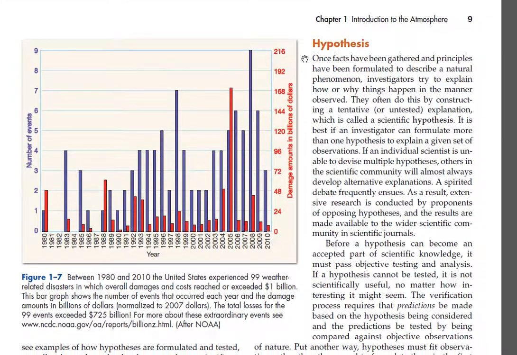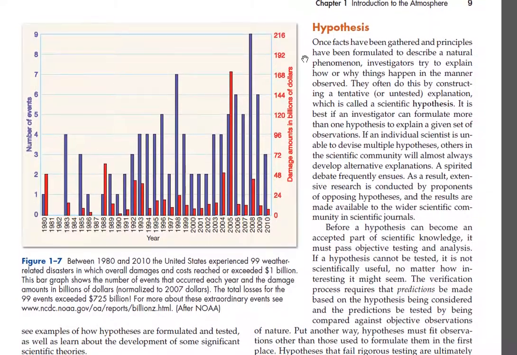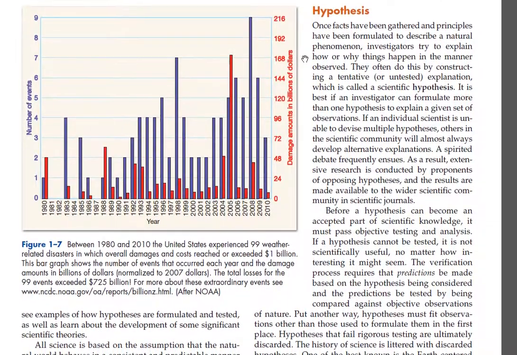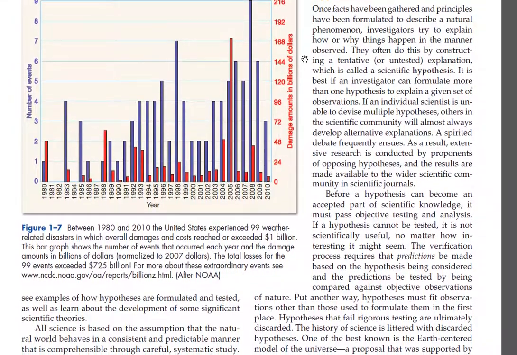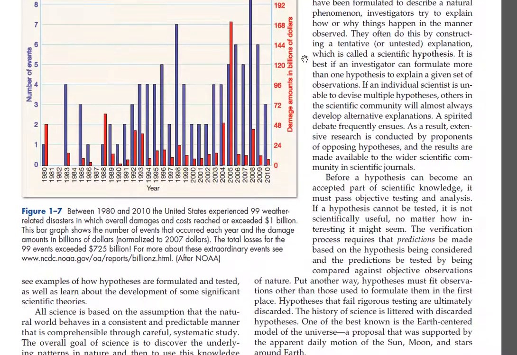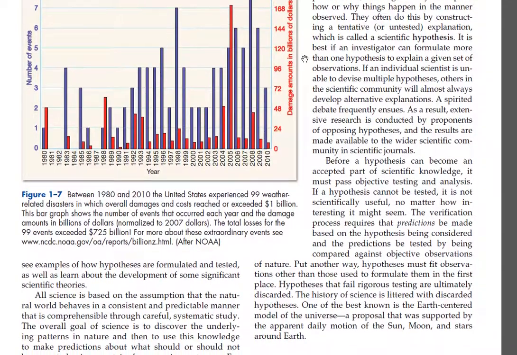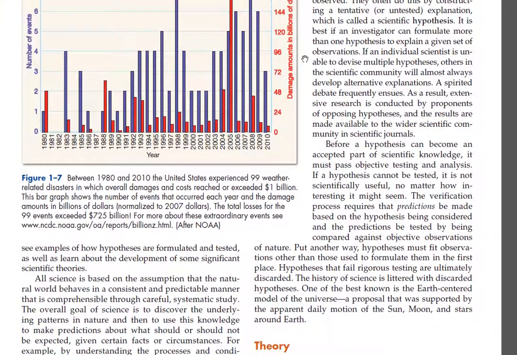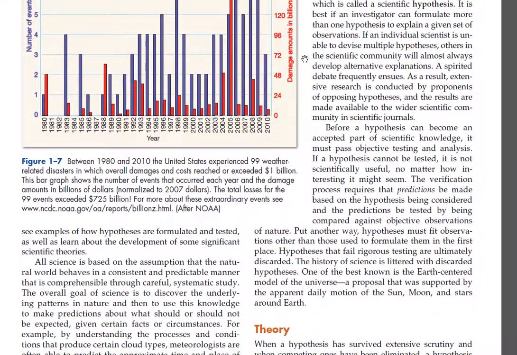Hypothesis. Once facts have been gathered and principles have been formulated to describe a natural phenomenon, investigators try to explain how or why things happen in the manner observed. They often do this by constructing a tentative, or untested, explanation, which is called a scientific hypothesis. It is best if an investigator can formulate more than one hypothesis to explain a given set of observations. If an individual scientist is unable to devise multiple hypotheses, others in the scientific community will almost always develop alternative explanations. A spirited debate frequently ensues.